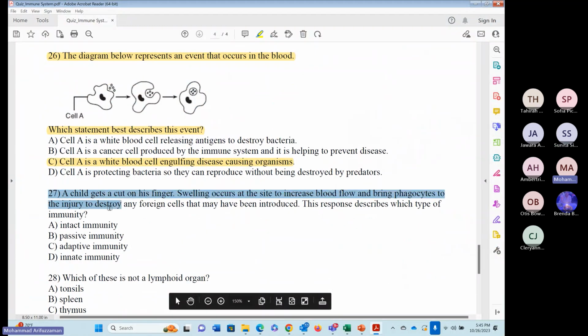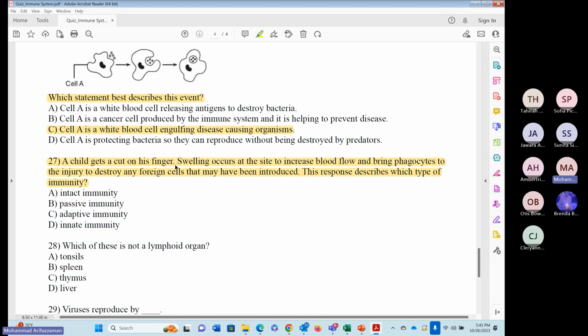A child gets a cut on his finger. The swelling occurs at the site of increased blood flow, bringing phagocytes to the injury to destroy any foreign cells that may have been introduced. This response describes which type of immunity? Is it D? Yes, innate immunity. Good. Now you can see here, following injury, after the cut, the phagocytes migrate and then engulf and destroy the pathogens. So this is non-specific.